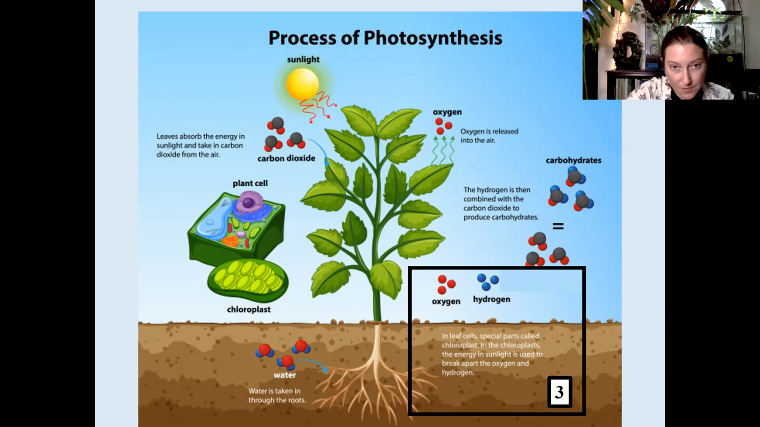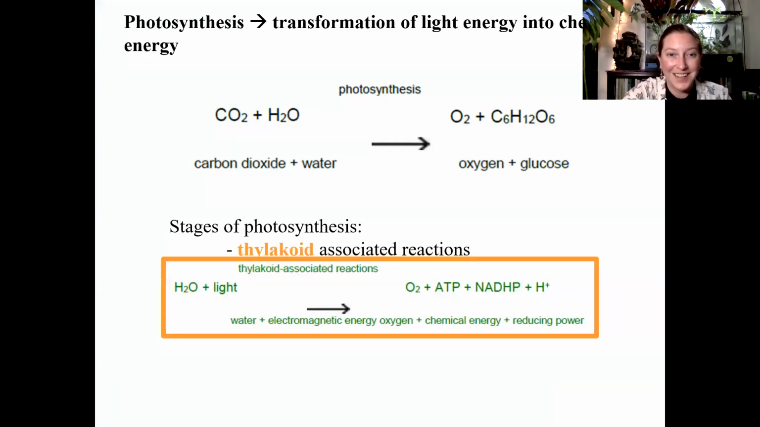in the chloroplast, they're going to use the energy of the sunlight to break apart the water molecule. So the energy of the sunlight is going to split the H2O water molecule into H and O, right? That's what this is showing you. You have H2O, or water, plus light from the sun. And what that's going to create is oxygen as a waste product and then a bunch of energy molecules.